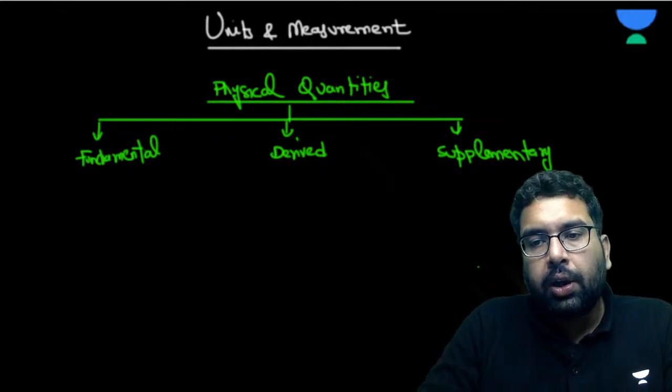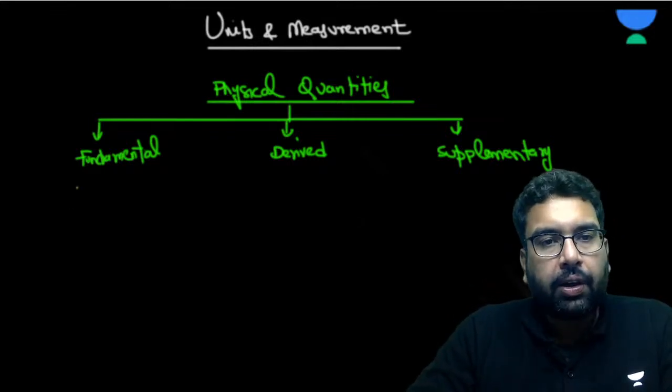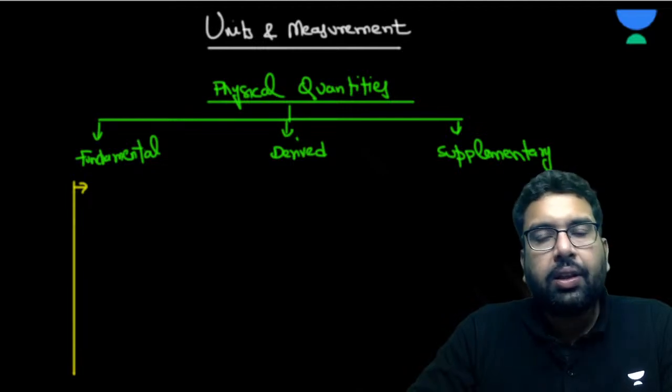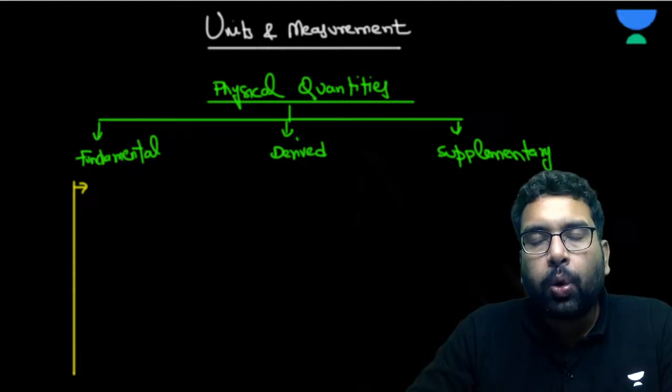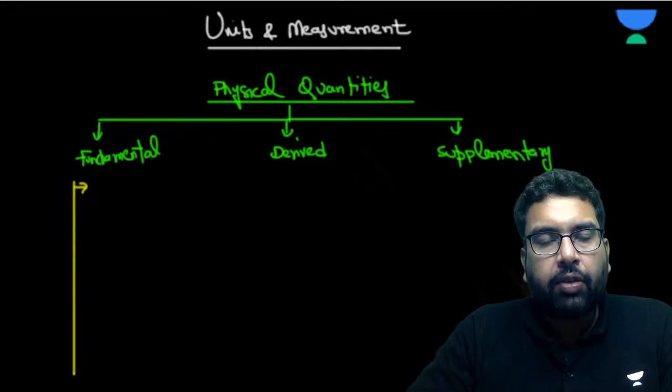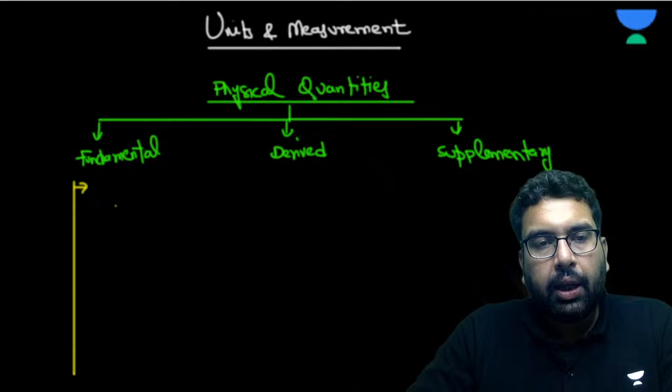So what are these fundamental quantities? As I was saying, these physical quantities are the means by which physics is spoken or interpreted. So physical quantity serves as the language to the subject.